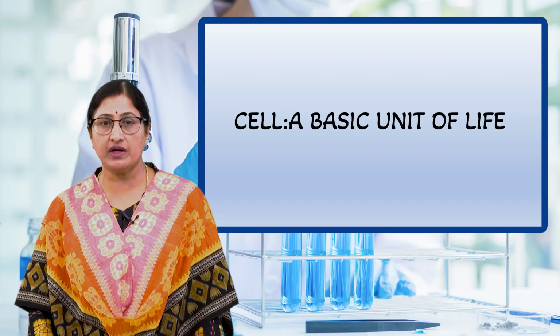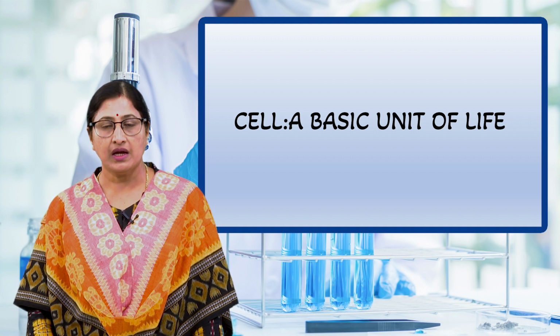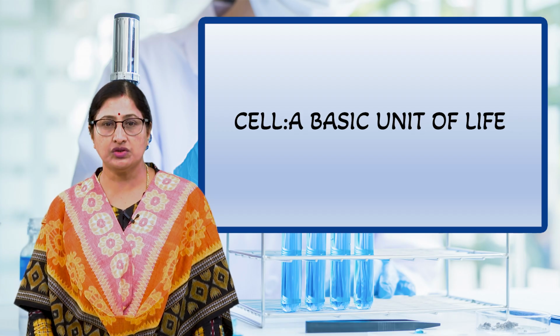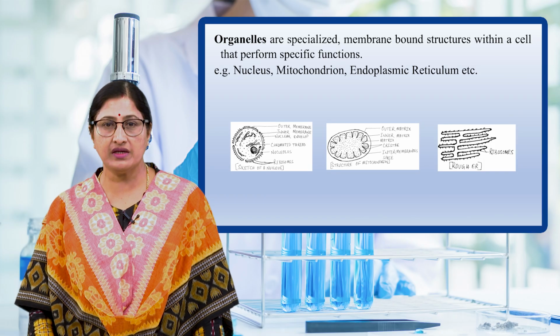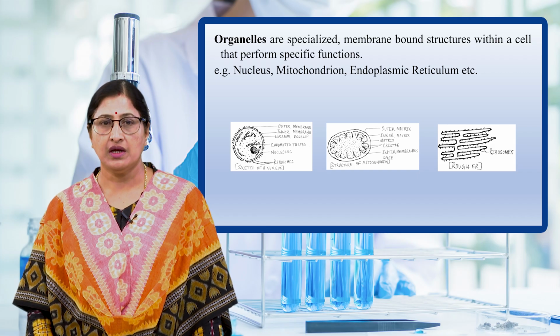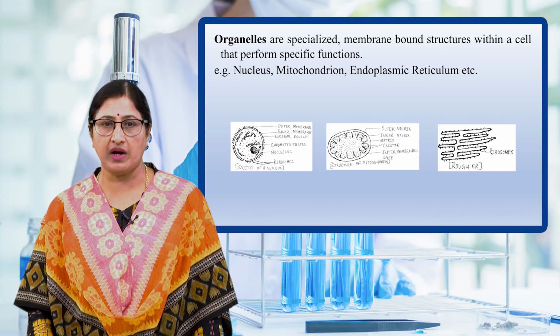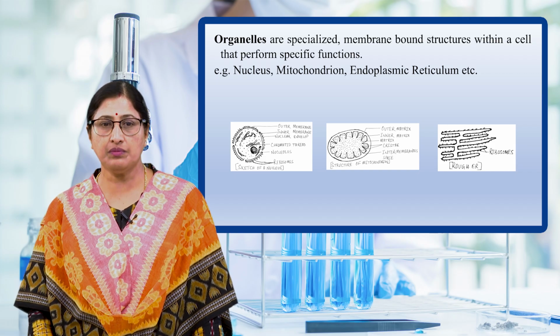Now, let us read what are these different parts inside a cell. We will learn more about these amazing internal structures called organelles and how they help the cell to carry out all the necessary life processes. Now, organelles, these are specialized membrane bound structures within a cell that perform specific functions. Examples are nucleus, mitochondrion, endoplasmic reticulum, etc. You can see the picture.